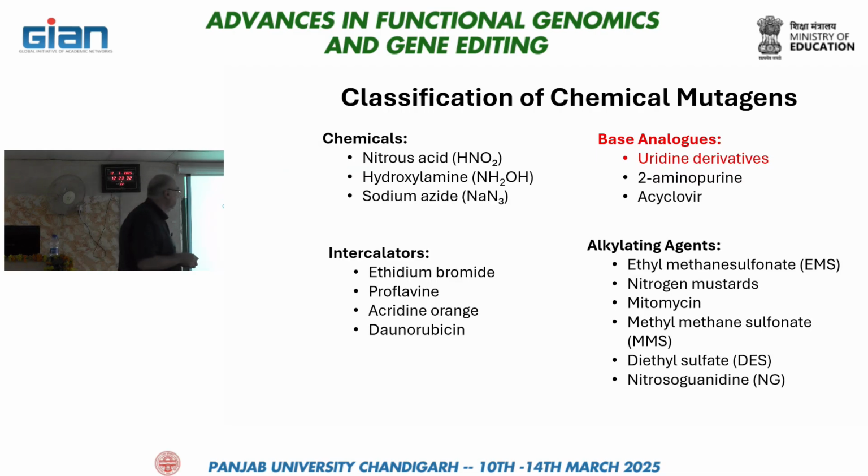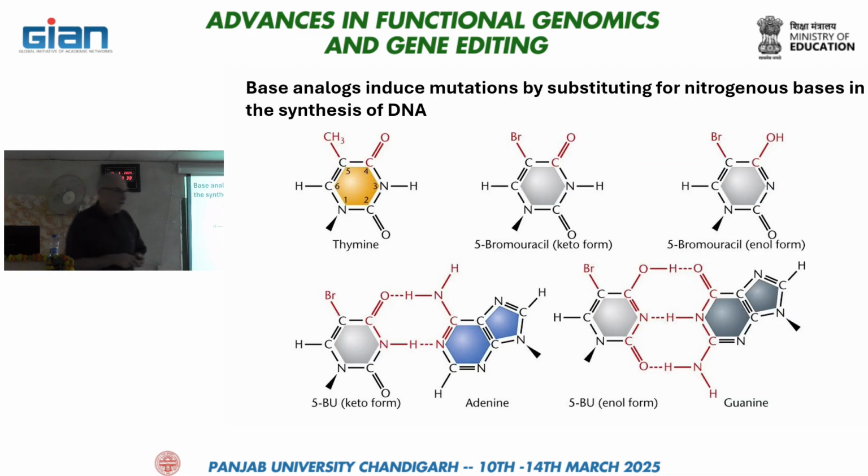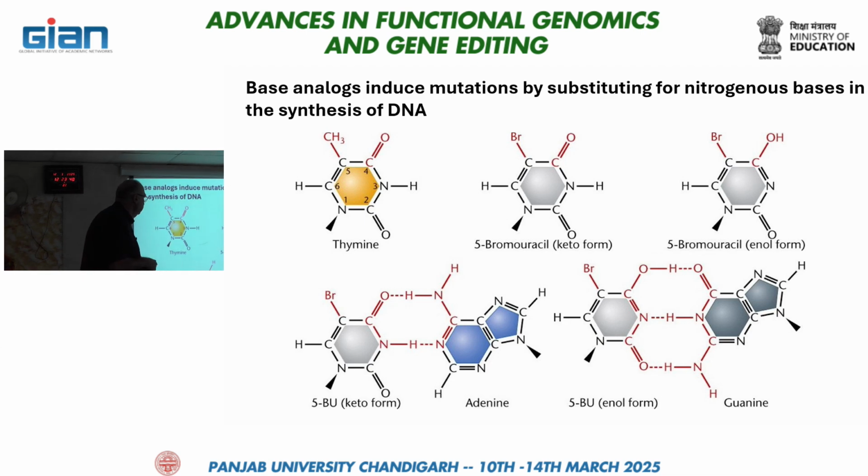Base analogs, as I said, are uridine derivatives, and when you use them, 5-bromo-U is the most popular here. You have two possibilities. 5-bromo-U can base pair with adenine, as shown here, so this is the UA base pairing, the regular base pairing, or you can use 5-bromo-U in some enol form. This bromo-U can base pair with guanine.